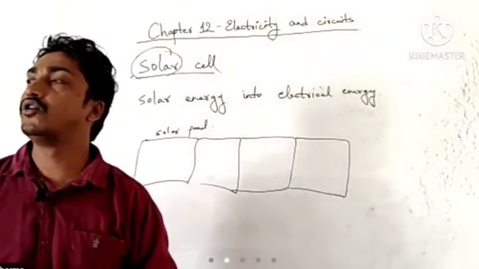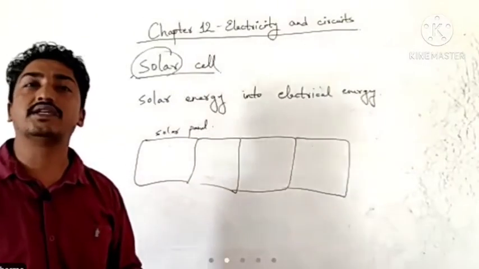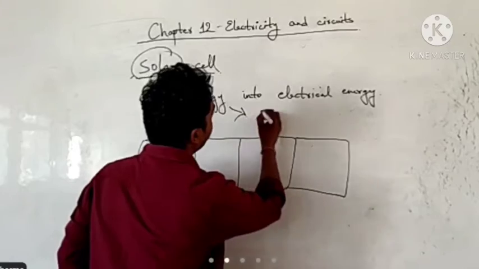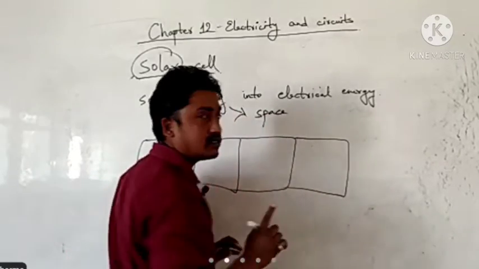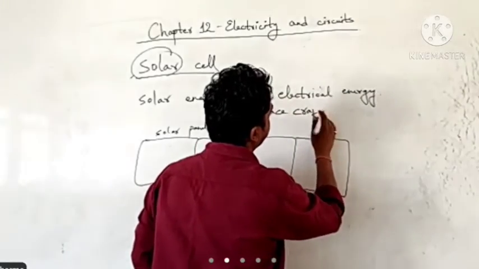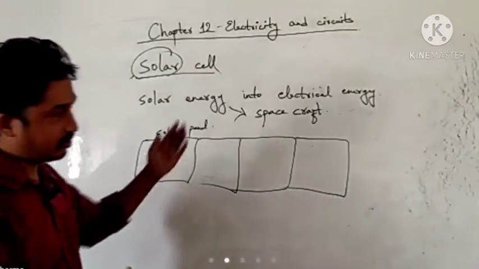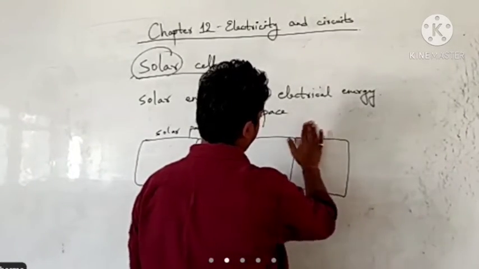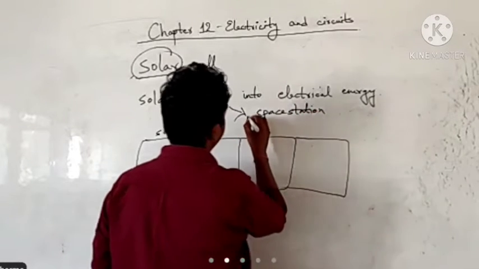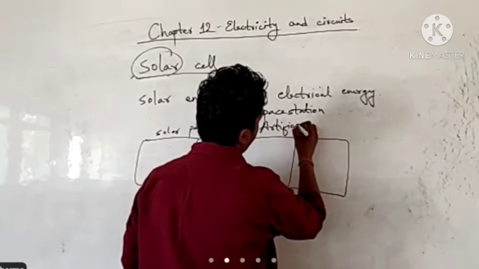For example, we don't have a power plant in space. So solar energy is mostly used in space. That means it is used in a spacecraft, space station or artificial satellite.